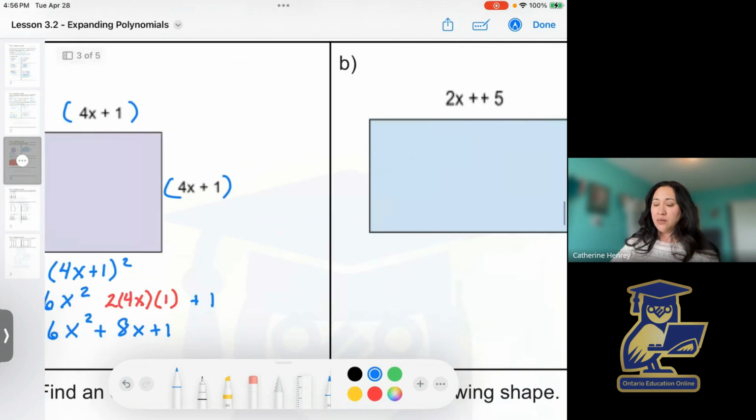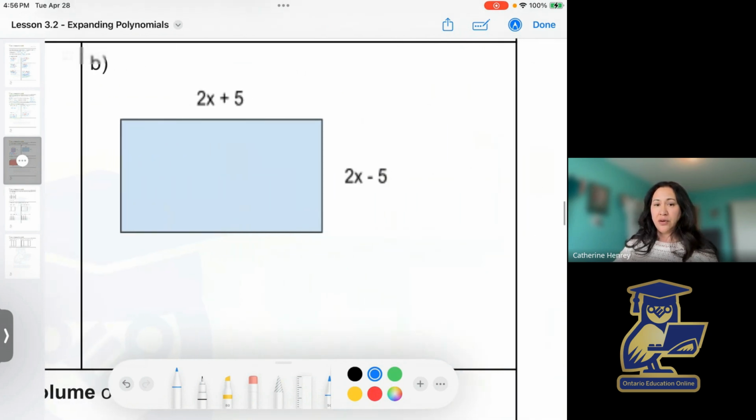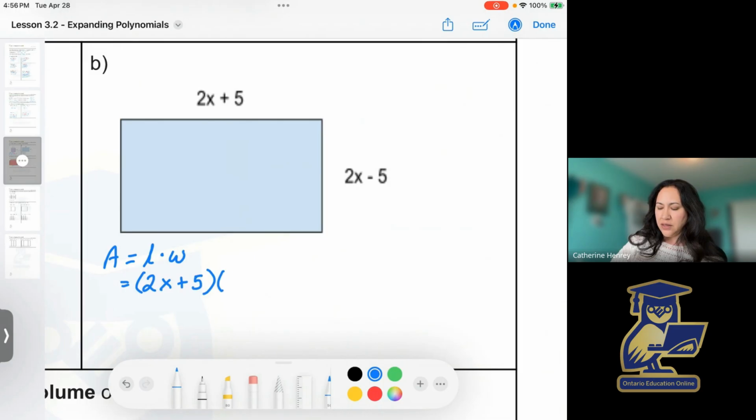So let's take a look at an example for a rectangle. Sides are not the same. These are opposite. So remember, the area then of a rectangle is the length times the width. And the length here is 2x plus 5. And the width is 2x minus 5. And if we remember our special cases, this is another one where the binomials are almost the same, except the signs are opposite. So this will come out to 4x squared minus 25.